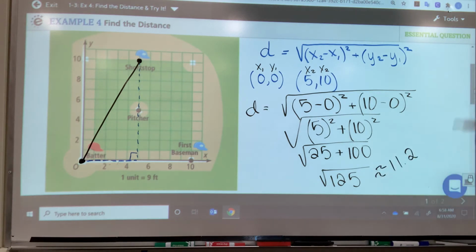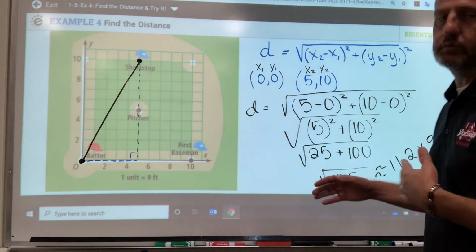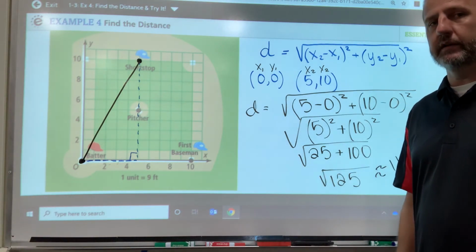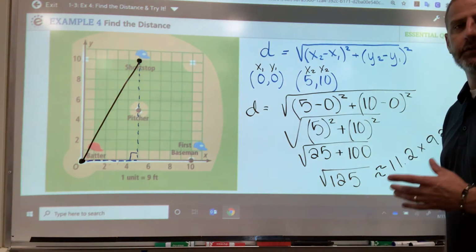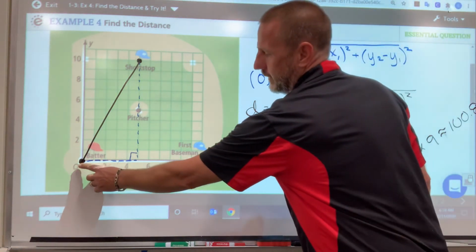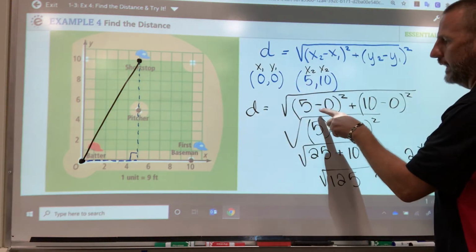And then we had to take our answer and times it by 9, giving us 100, oh, did it again, 100.8 feet. Notice I got the same exact thing both times. How could that be? They're two totally different formulas. Well, they're not really two different formulas, because what did the Pythagorean theorem do when I did that one? It counted the length of the side of the triangle, which happens to be right here.